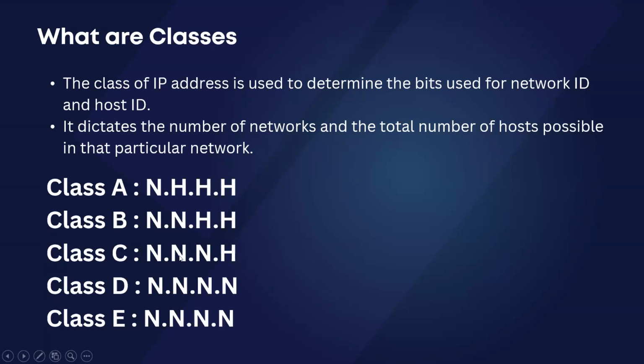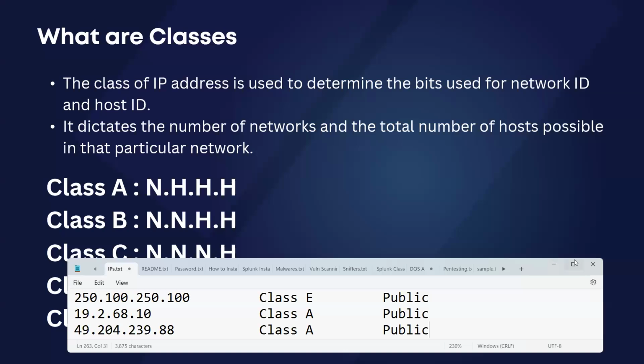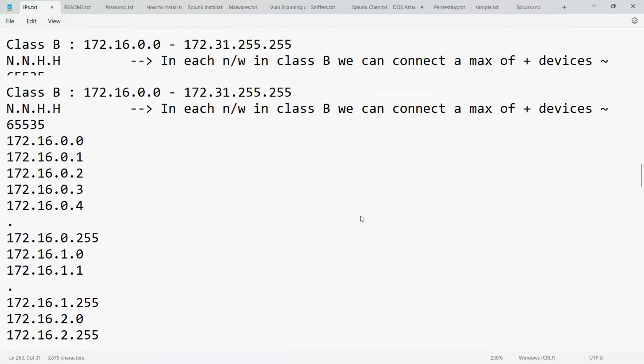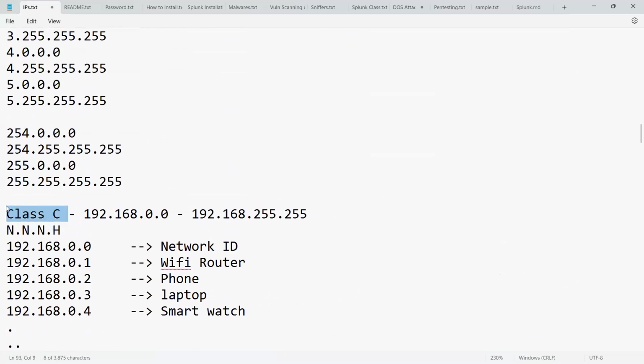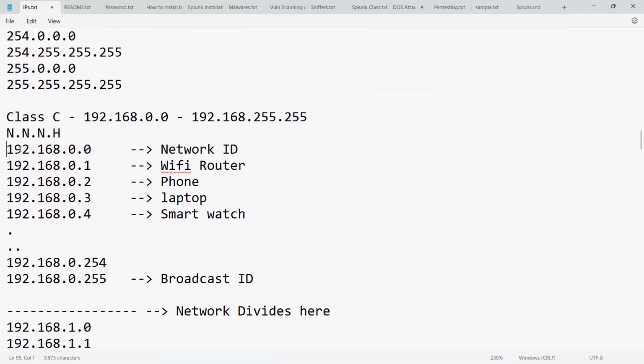But what are these network portions and host portions and what do they signify? To understand this, let's take the example of class C first, which has 3 network portions and only 1 host portion. In class C, we all know the private IP always starts at 192.168.0.0. And that's the same thing which I've written down over here. The private IP ranges from 192.168.0.0 to 192.168.255.255. The first 3 portions are the network portions. Last portion is the host portion. Now, I'll come to that in a bit, what they are.